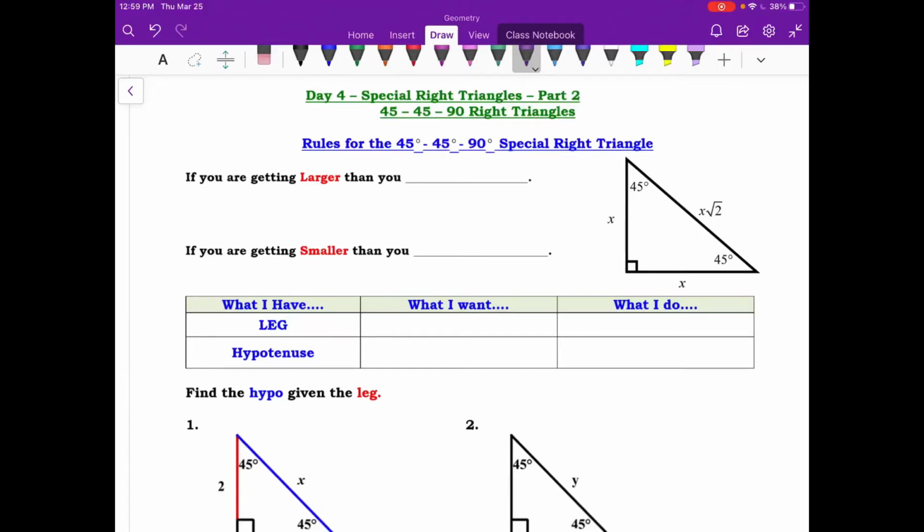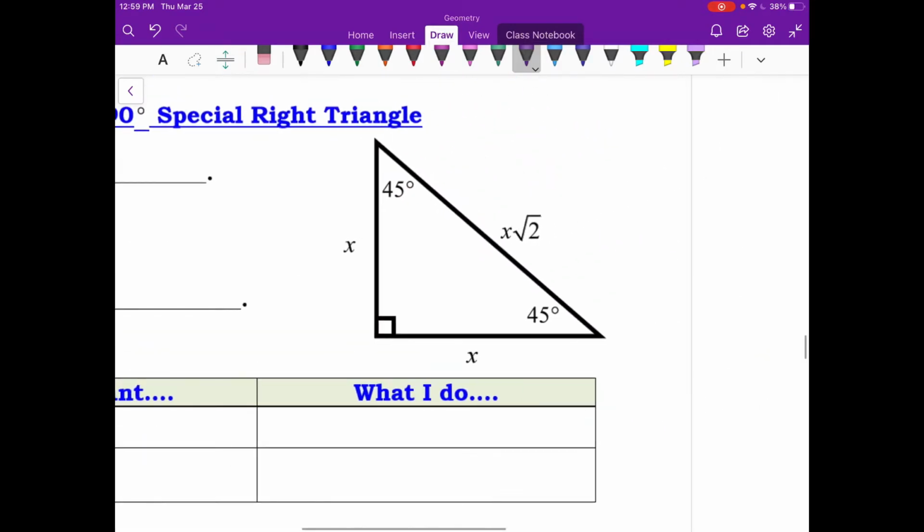Hello everyone and welcome to day 4 of special right triangles. This one is on 45, 45, 90 right triangles. So let's draw your attention to this special right triangle here.